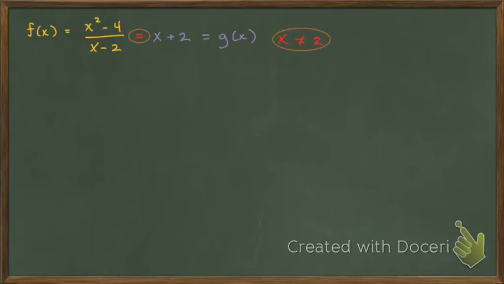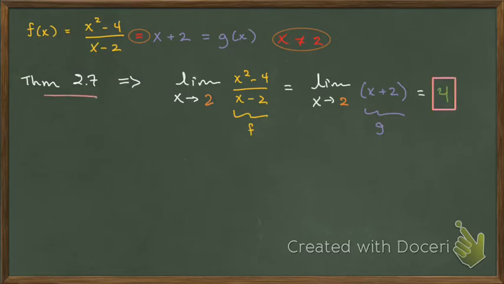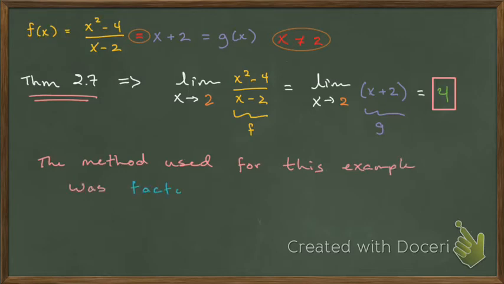Okay, so that means that I can use x plus 2 as my function for finding the limit of f of x. Theorem 2.7 tells us that the limit as x goes to 2 of my original function, f of x, is the same as the limit of my new function as x approaches 2. And that is just 4. Right? The method we're using here is just something that I like to call factoring and canceling.